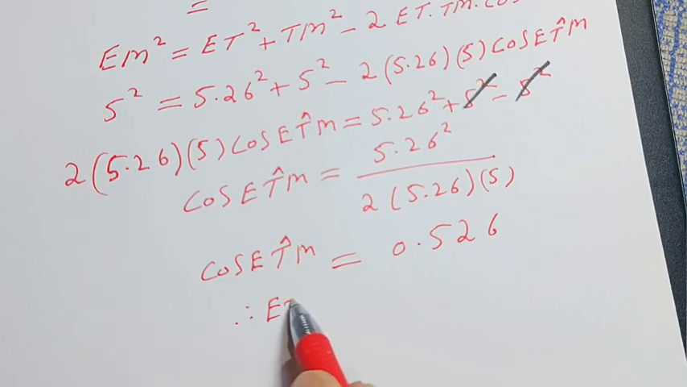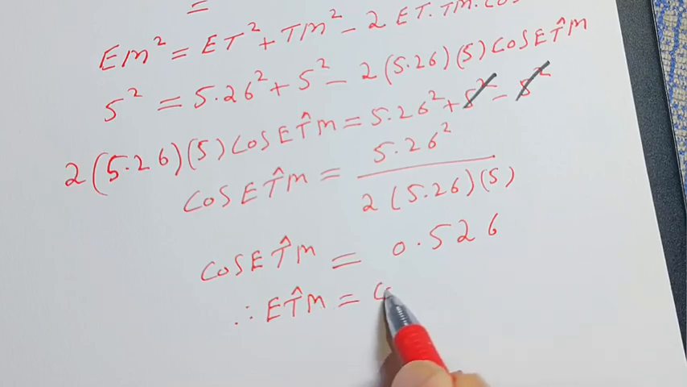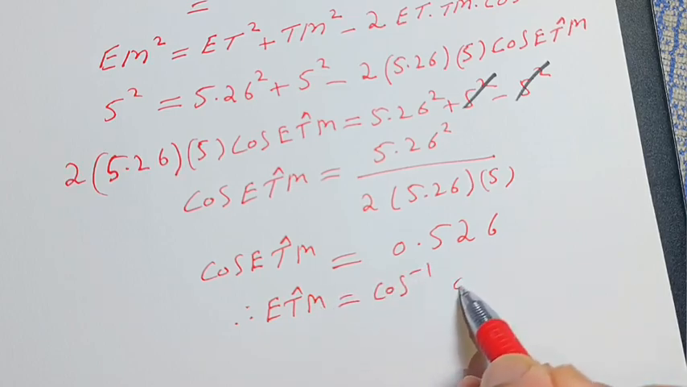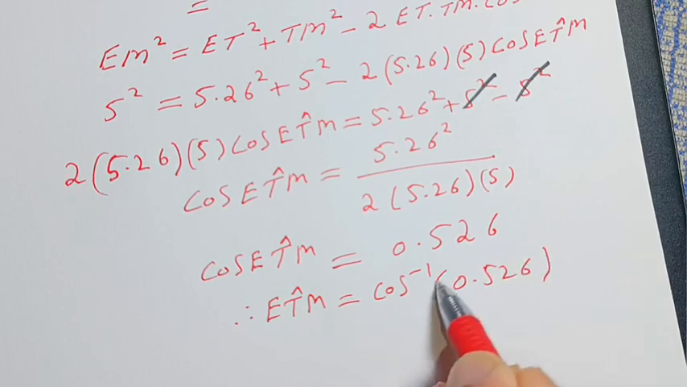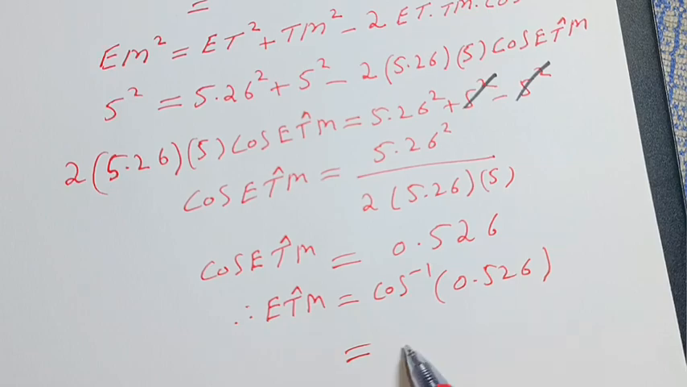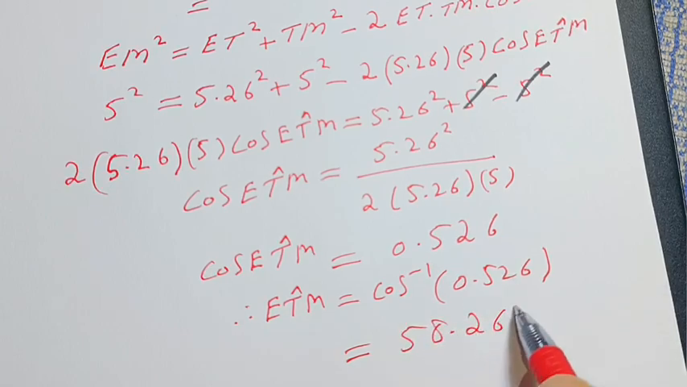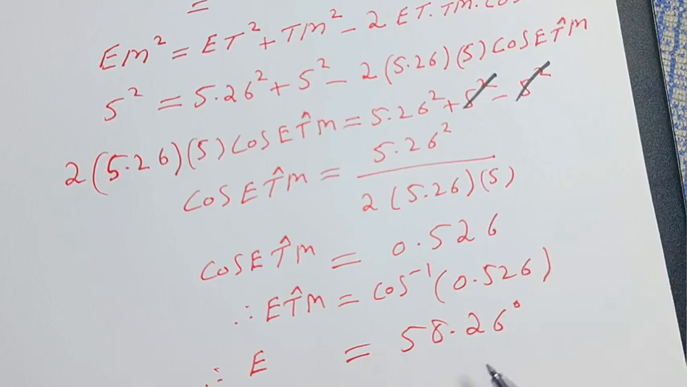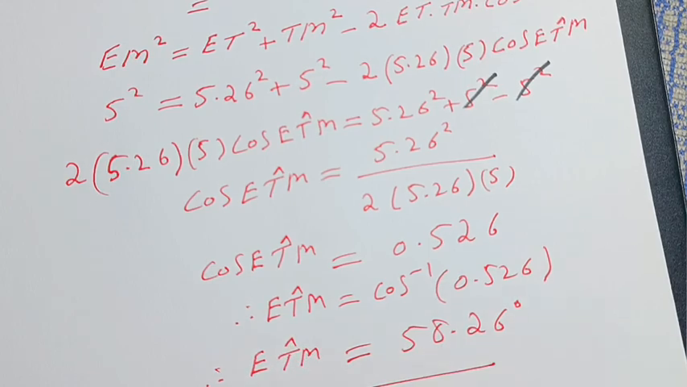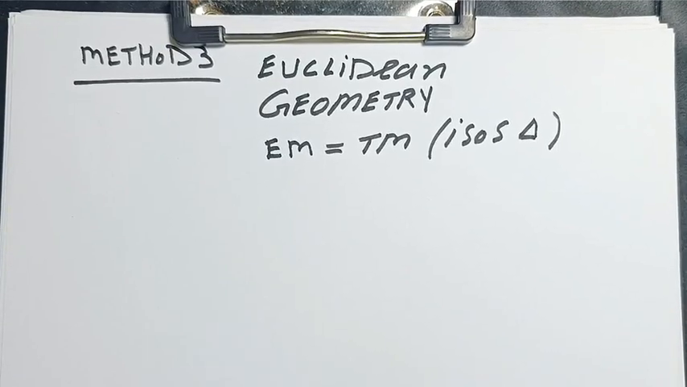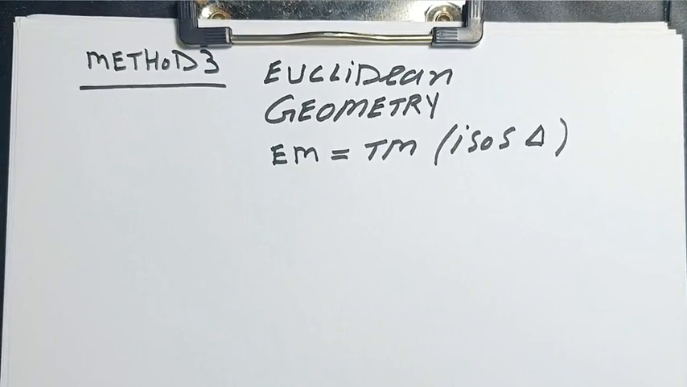Therefore angle T is gonna be equal to cos inverse 0,526. So the answer is gonna be 58,26. I use my calculator. After the decimal, if it's 2 or 3, even after the comma it got a little bit different, it doesn't matter, as long as the left hand side is 58. So this is my final answer through the cos rule. This is method 3, which we can use also Euclidean geometry.